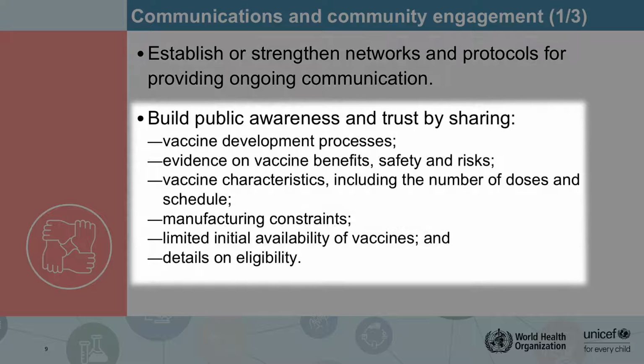Examples of the type of information to share in order to build public awareness and trust include the vaccine development processes, evidence on vaccine benefits, their safety and risks, vaccine characteristics including the number of doses and the schedule, manufacturing constraints. We know that there will be limited initial availability of the vaccines. So as communicators, we need to manage public expectations and respond to questions of equity of distribution. And finally, details on eligibility of prioritized populations for vaccination and the rollout process. And both those last 2 points can be found in more detail on the allocation framework on the WHO website.